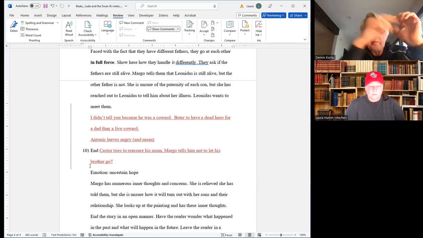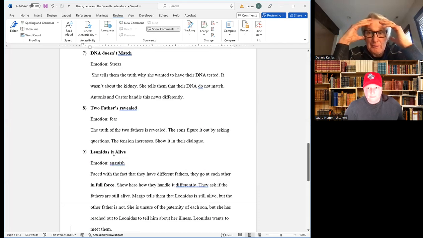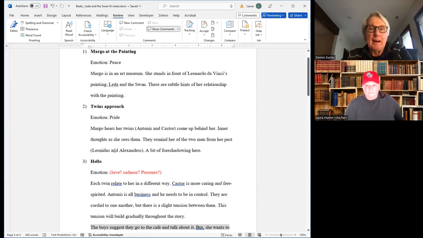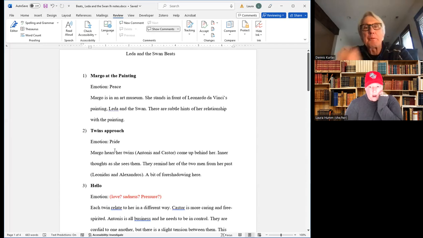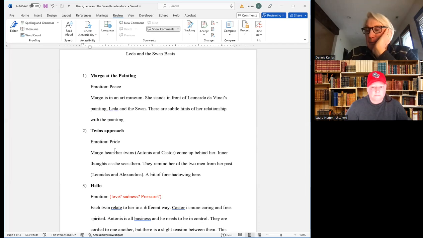So let's, if we could, just review it again. We'll start at the very beginning, and I want to jot it down on another separate piece of paper so I get it in my head. So we've got number one, where this is Margot's POV throughout the whole thing. So she's at the painting, and there's a kind of a peaceful feeling that she has looking up at this painting.